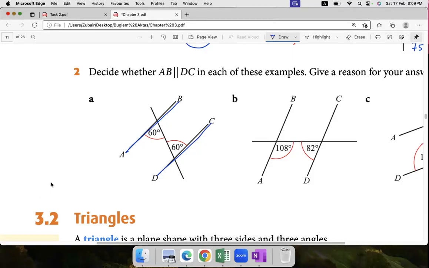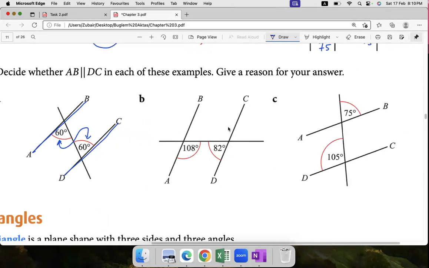You know it in your head, you're selecting words. Well, because 60 and 60 are alternate angles, and alternate angles only work on parallel lines. If they were not parallel, these would not have been 60. About 108 and 82. Are these two parallel? Yes. And the name is: sum of interior angles between parallel lines is 180.